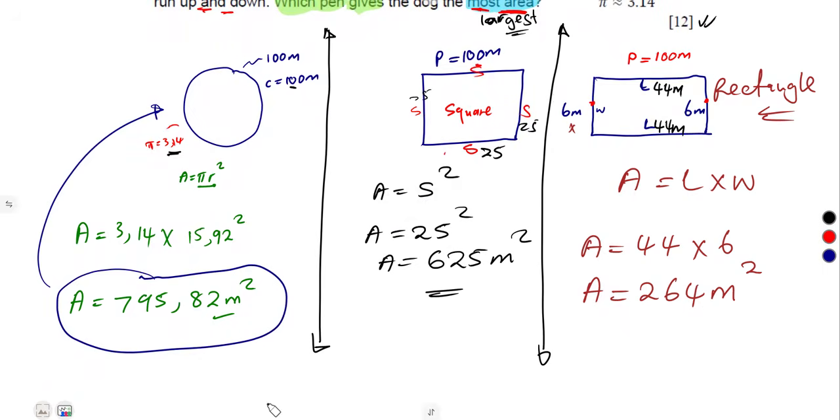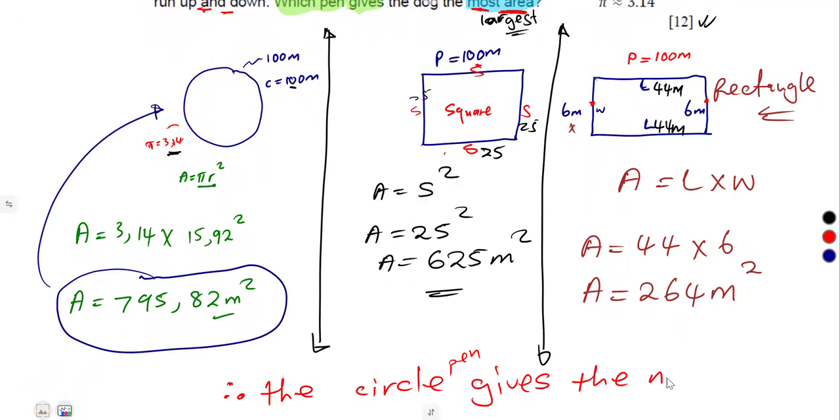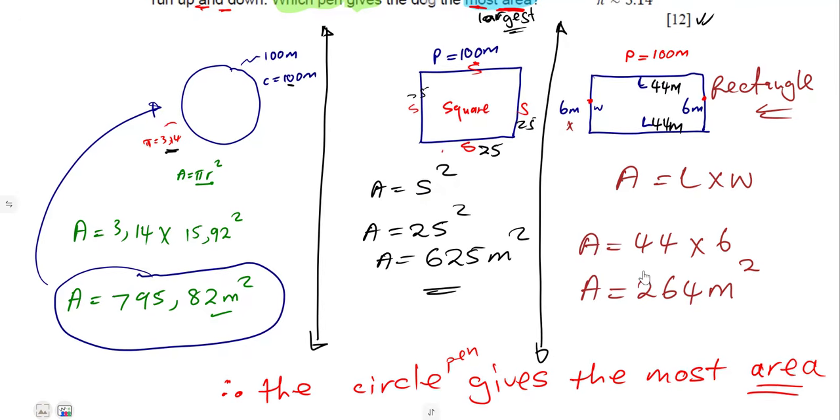All right. So therefore the circle pen gives the most area. The most area as we are given in our question, or the largest area, the one which is the largest. All right, so that is how we can play around with our questions.